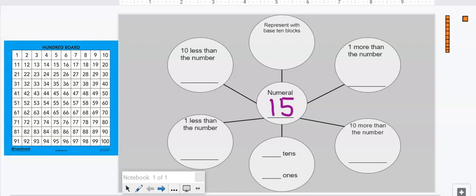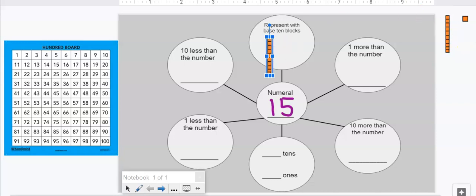Okay, so we're going to look around at our web and look at each part. I'm going to start right up here at the top, and it says represent with base 10 blocks. So we're going to represent it with our base 10 blocks, and we have them over here on the side. So in the number 15, how many 10s do I have? How many groups of 10? That is correct. I have 1 10.